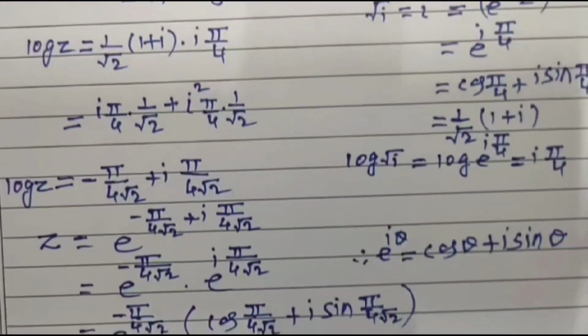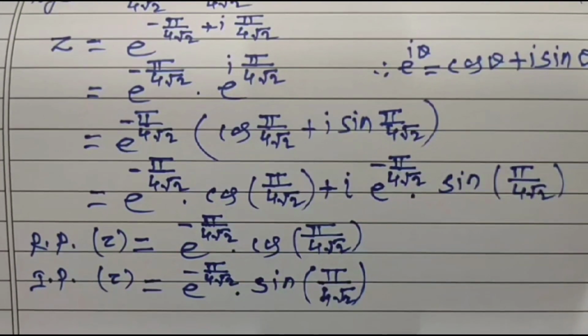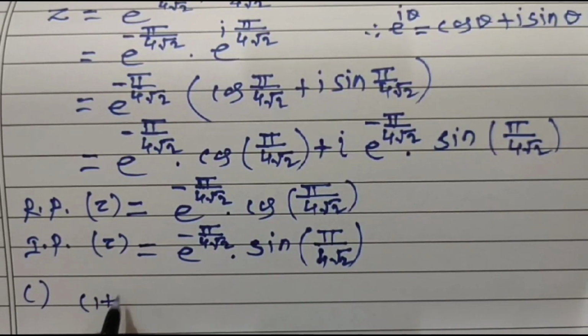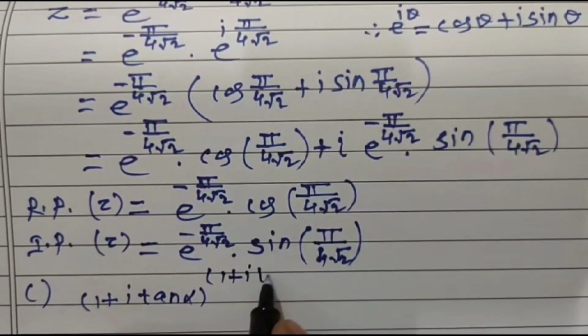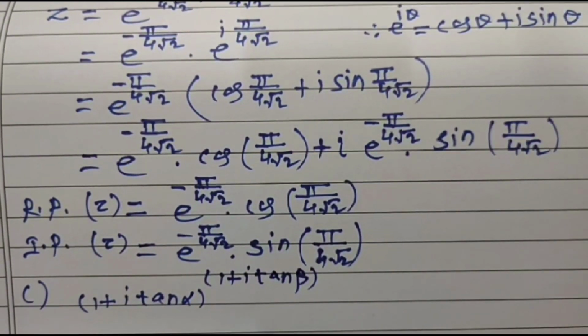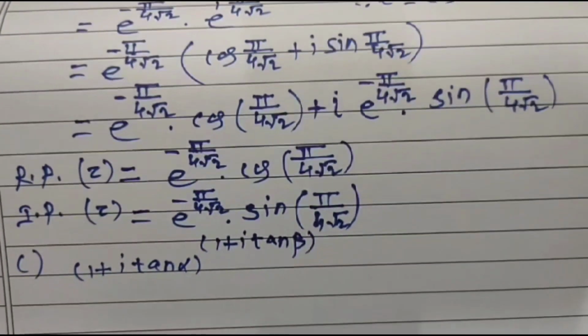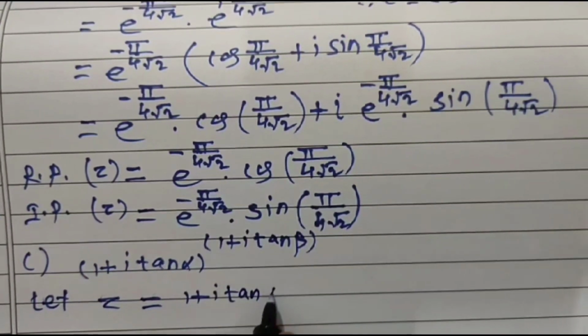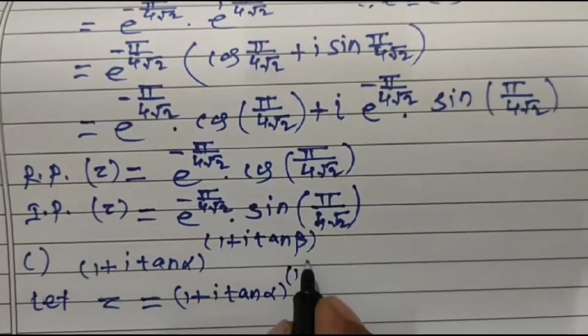Let us solve sum number C. We have to separate the real and imaginary parts of (1 + i tan alpha) to the power (1 + i tan beta), similar to the previous sum. Let z be equal to the given complex number: z = (1 + i tan alpha)^(1 + i tan beta).